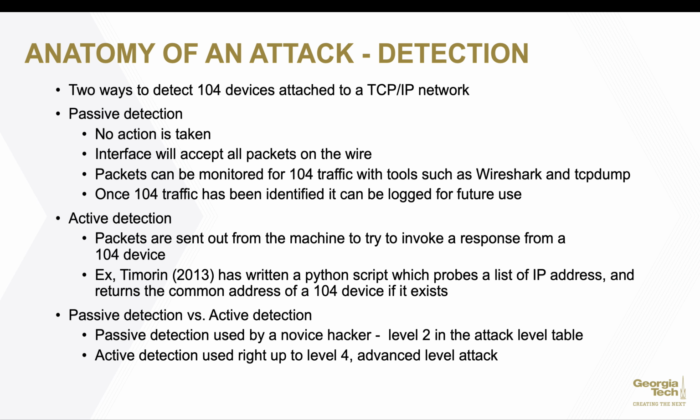The passive method may be used by a novice hacker who is not sure what is going on in the system, probably level 2 in the attack level table I just showed you before. And the active mode will most likely be used in conjunction with the passive technique to confirm the existence of the 104 device and to obtain detailed information. It will be used right up to level 4 in the attack level table I showed you before.